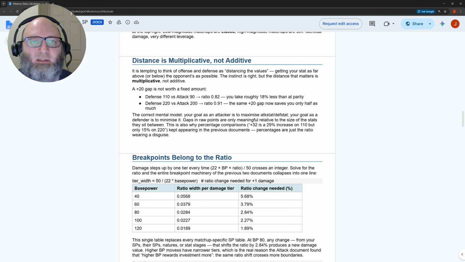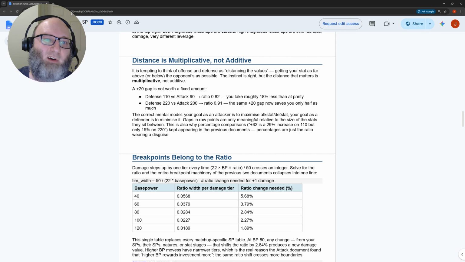This is where we talk about how distance is multiplicative, not additive. It is tempting to think of offense and defense as distancing the values, getting your stat as far above or below the opponent's as possible. And the instinct is right, but the distance that matters is multiplicative, not additive.